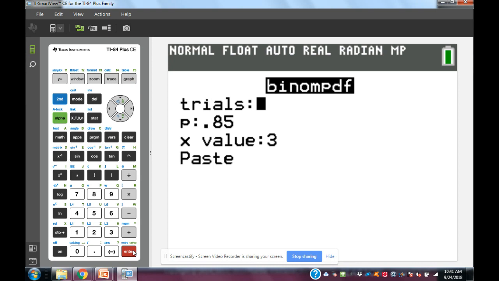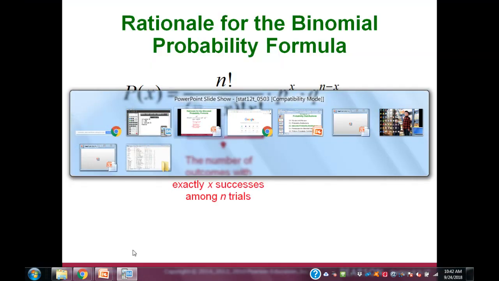All right. How many trials you got, the probability of success. Make sure you find the probability of success. And then X value, that's how many successes you want. I like the section. Yeah, it's not bad. Section 4.